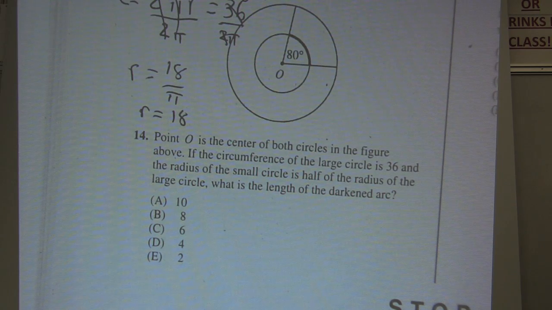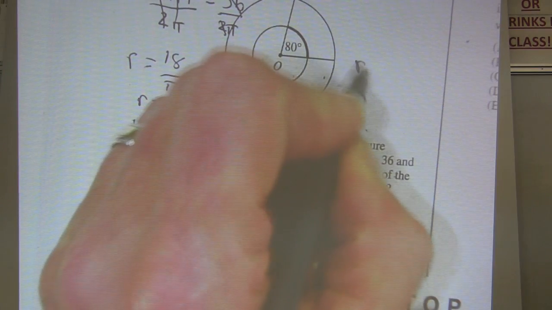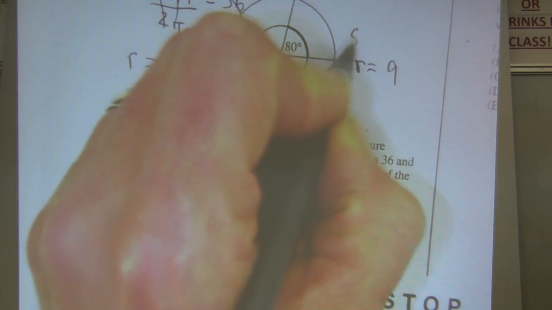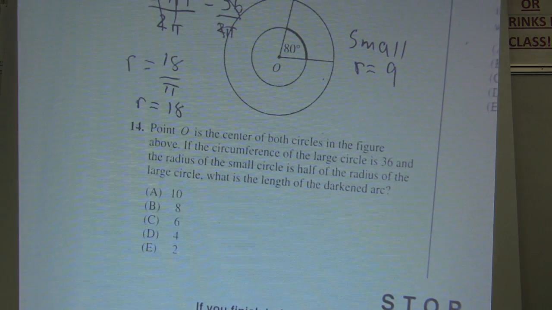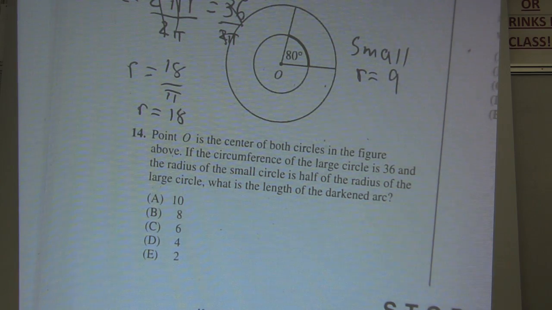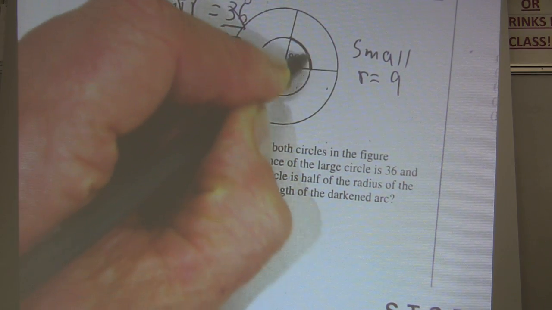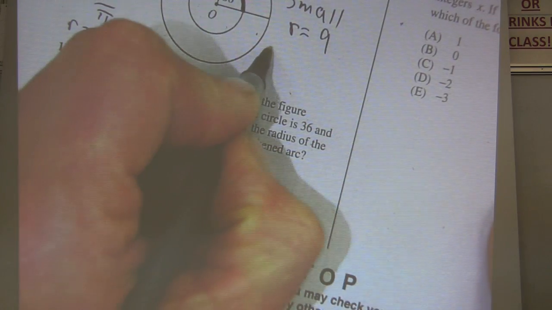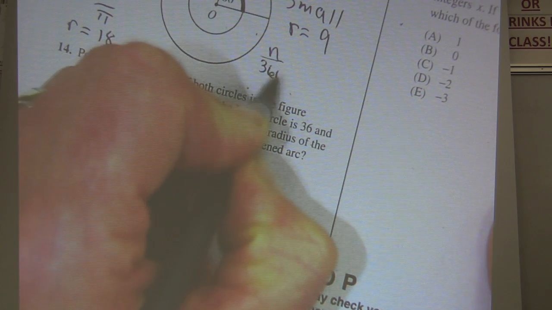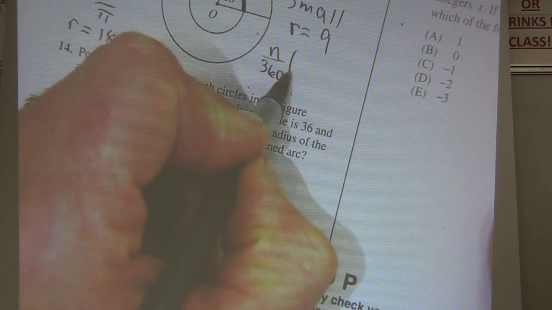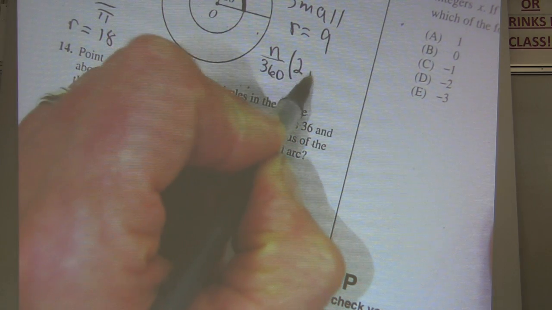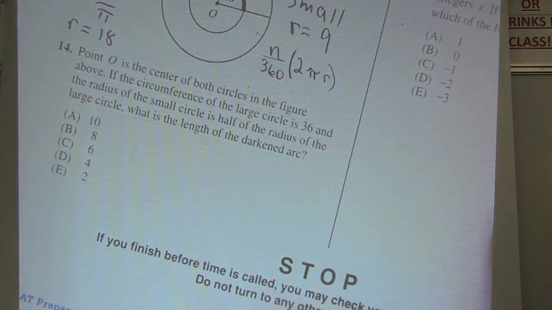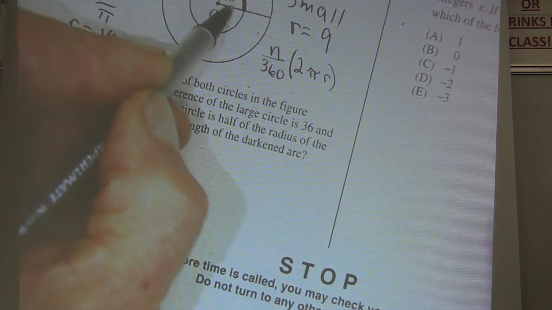Okay, now it says the radius of the small circle is half that, so the radius I want for the small guy is going to be 9. This is the small radius. Okay, let's see, and then it says what is the length of the darkened arc? Okay, this is my sector of a circle piece right here. This is where I got to do this, you guys. N over 360, and since it's length, the length of a circle is talking about circumference, so I'm going to go 2 pi r, where N is this 80 degrees.